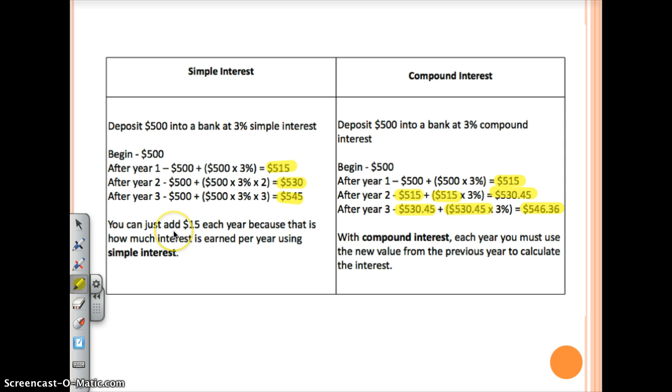So in simple interest, you can add $15 each year because you'll get the same amount no matter what the year is. In compound interest, each year you must use the new value from the previous year to calculate the interest. So you're always going to be gaining. When you're making money, that's a great thing. When you're having to spend the money, maybe not such a great thing. But let's look at the ways you can compute it, how the formula is set up, and how it's different from simple interest.